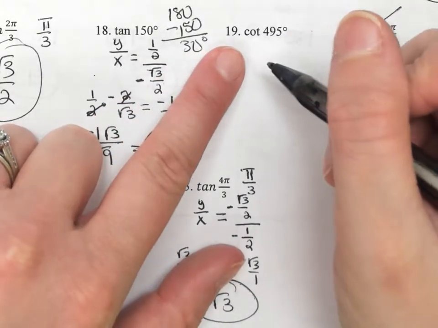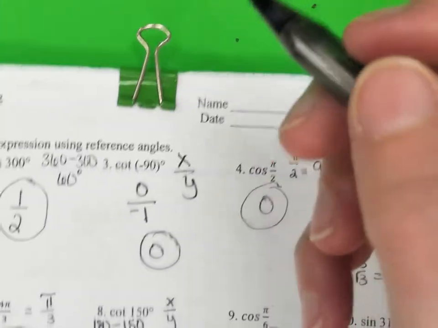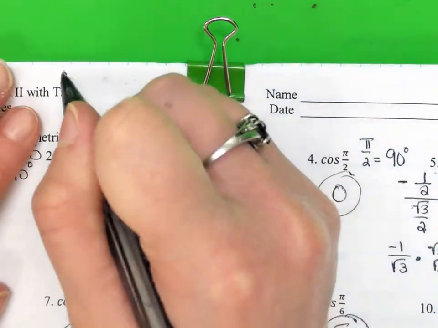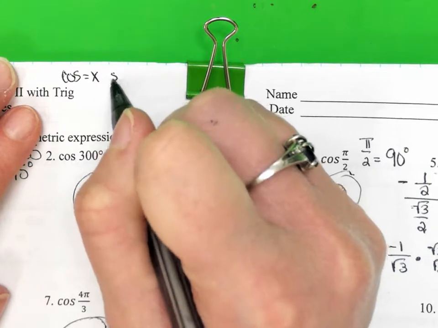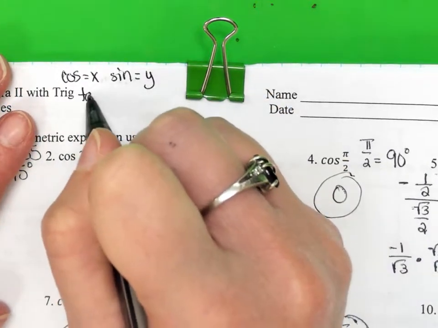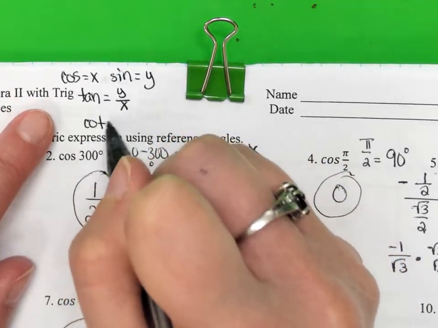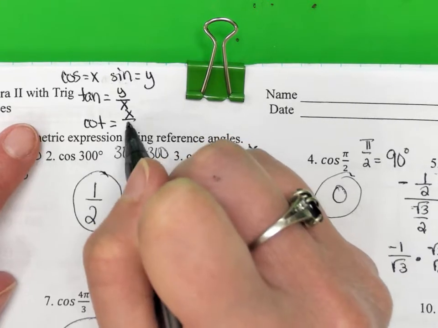All right, here we go. So, what was cosine? What letter? X. Sine was how much? Y. What's tangent? Y over X. So if tangent is Y over X, what's cotangent? X over Y. There you go.